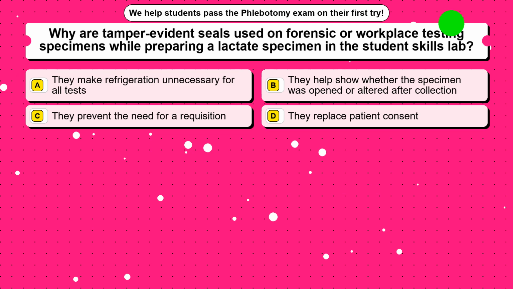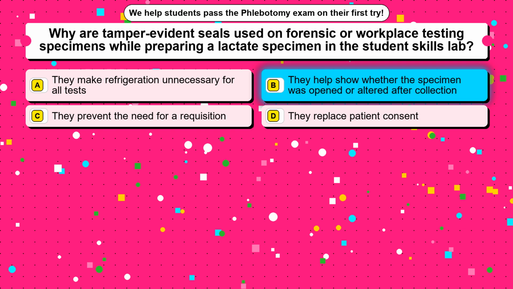Question 55. Why are tamper-evident seals used on forensic or workplace testing specimens while preparing a lactate specimen in the student skills lab? Option A. They make refrigeration unnecessary for all tests. Option B. They help show whether the specimen was opened or altered after collection. Option C. They prevent the need for a requisition. Option D. They replace patient consent.